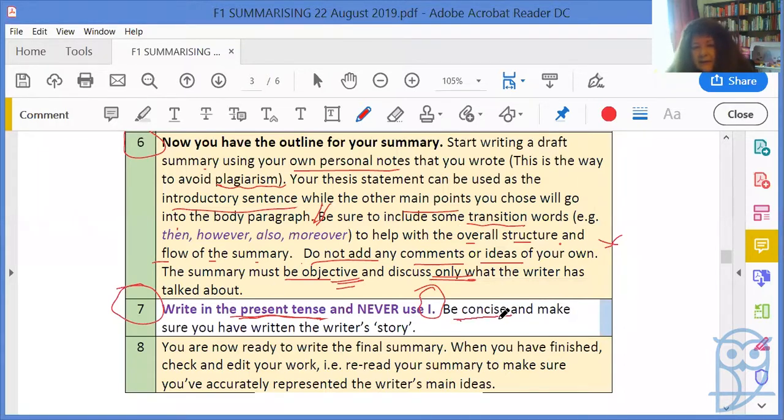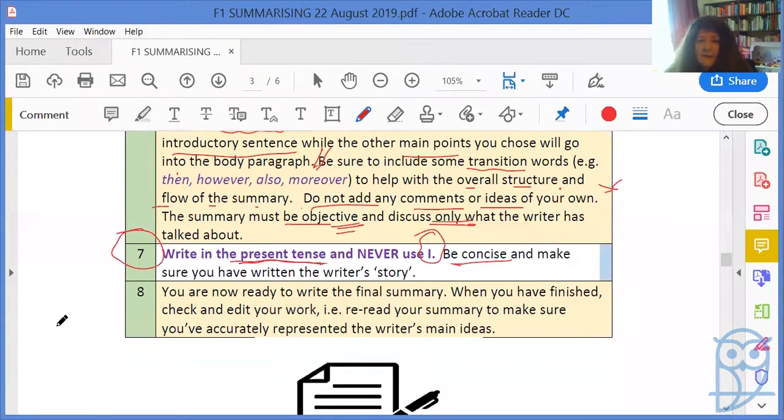Be concise. In other words, don't waffle. Don't go on and on about the same thing. Don't repeat yourself. So you must be concise and make sure you have written the writer's story. In other words, talked about exactly what he has written. Right. Once you've done that little draft summary and then stuck in your connecting words, you should definitely have about 80 to 100 words written on the passage.